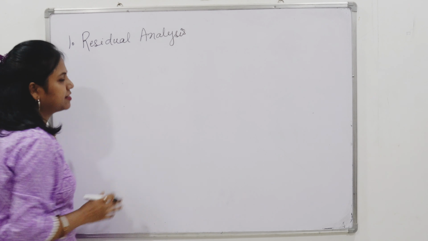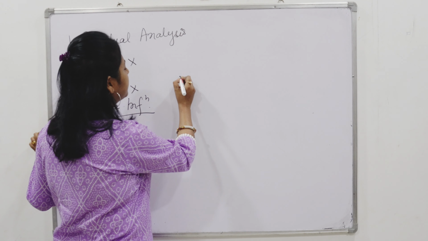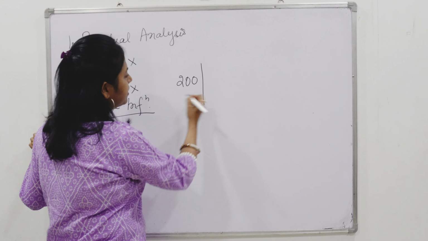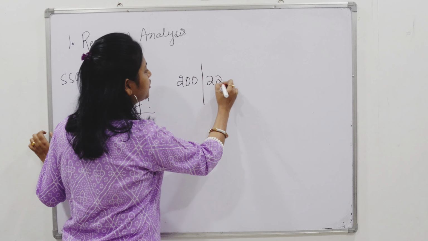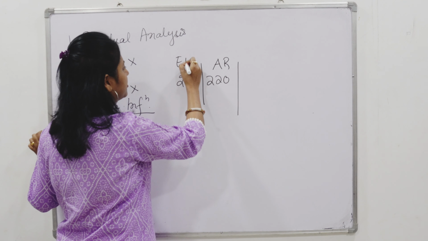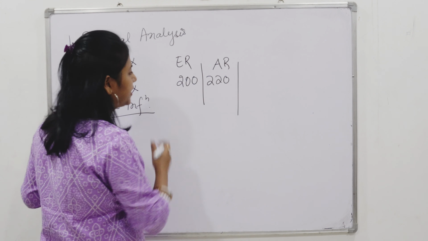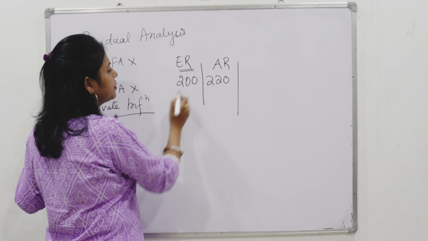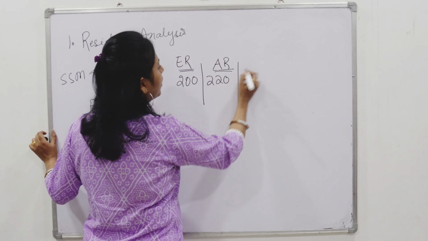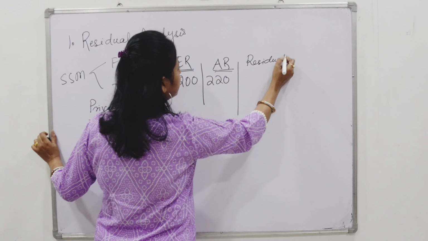So suppose it is expected that anyone who invests in a market is supposed to get 200 rupees, and you receive 220 rupees. This is your actual return and this is your expected return. I am not going into the technicalities, making it easy first and then I will touch the technicalities. So expected return is 200 but you earn 220. So what is this? Excess. This is residual, or we can say this is an excess return.